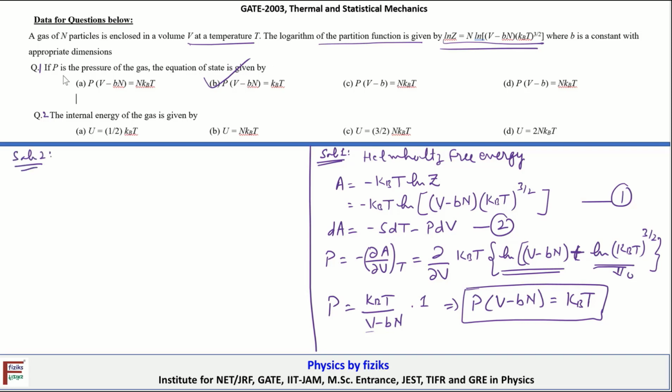Solution for question 2. Okay, so here we have to figure out the internal energy, because we know that A, the Helmholtz free energy, is equal to U minus TS. That's the basic definition of the Helmholtz free energy. So from here the internal energy comes out to be U equal to A plus TS. Let me call this equation 3 and this equation 4. Okay, so from equation 2, we can also evaluate S, that is equal to minus dA by dT at constant volume.